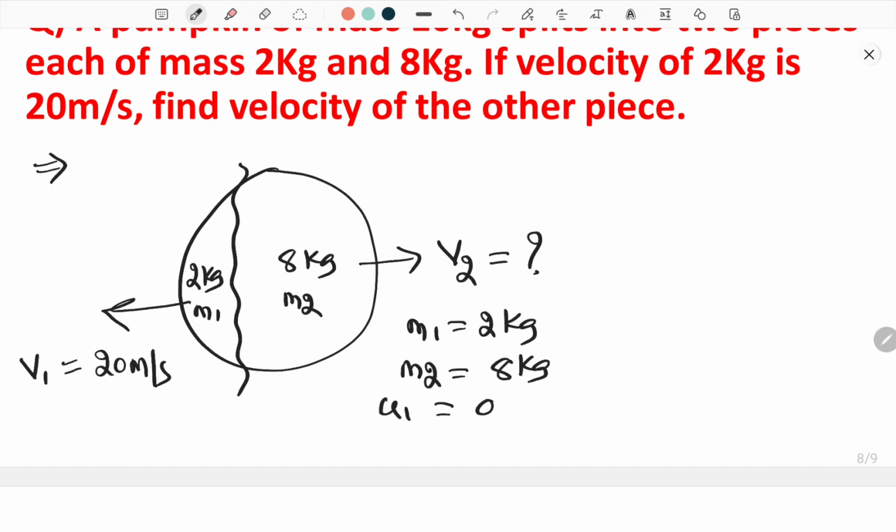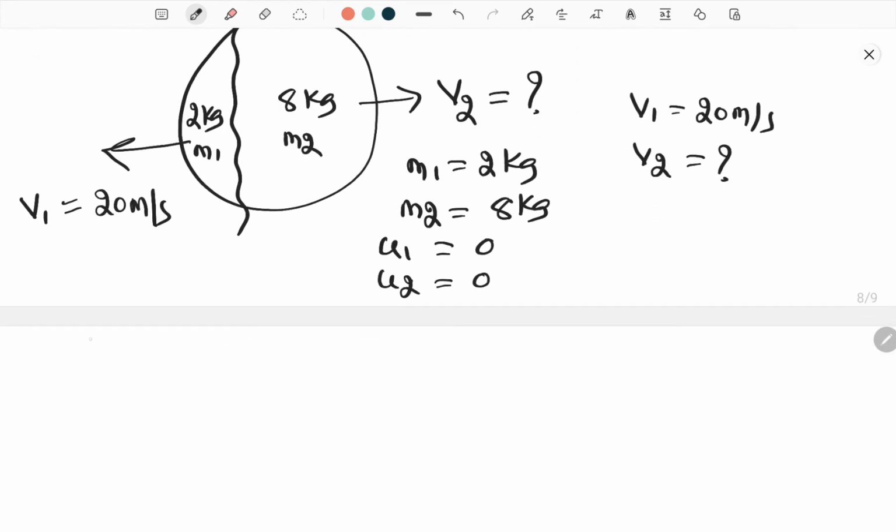And how about u1? u1 is 0 because initially this first mass was at rest, and similarly the second mass is also at rest. That's why u1 is 0 and u2 is also 0. Now v1 is given, v1 is equal to 20 meter per second. How about v2? v2 is equal to question mark. All right, now we have everything.